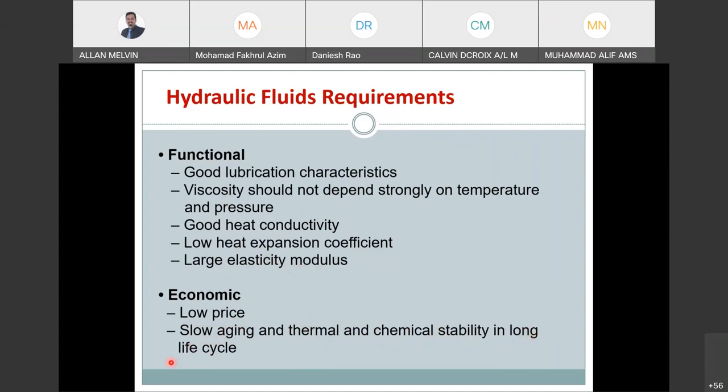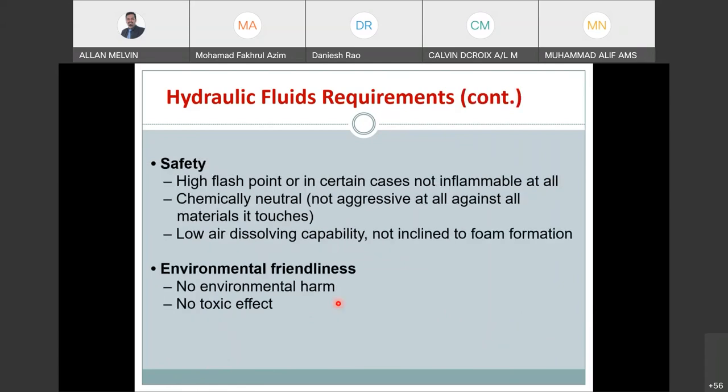And it must produce a long life cycle. Long life cycle means you can extend the life of your product or your system. So that's some of the things that are involved. Okay, so the next one is in terms of safety. So in terms of safety, this is one important thing.